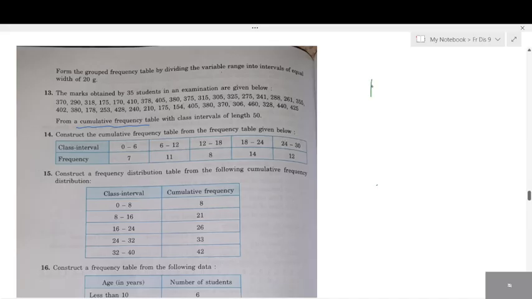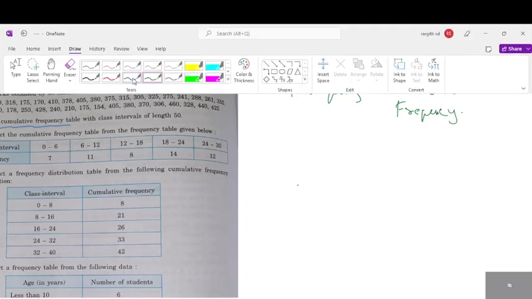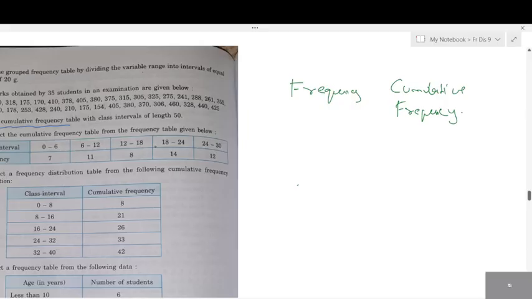There are two types, students. It's very simple. Frequency is one type. The next one is cumulative frequency. Okay, I'll explain the meaning of cumulative frequency. It is very easy to solve the question.